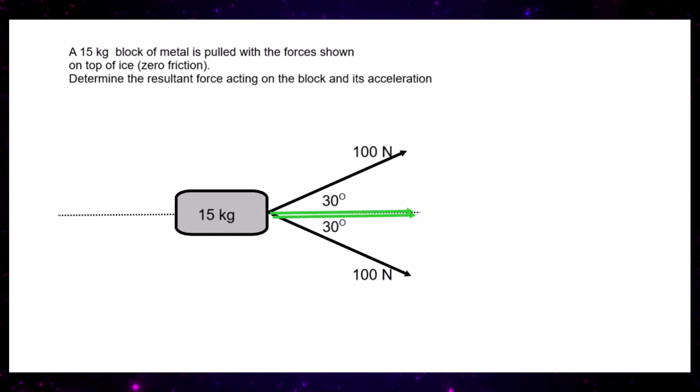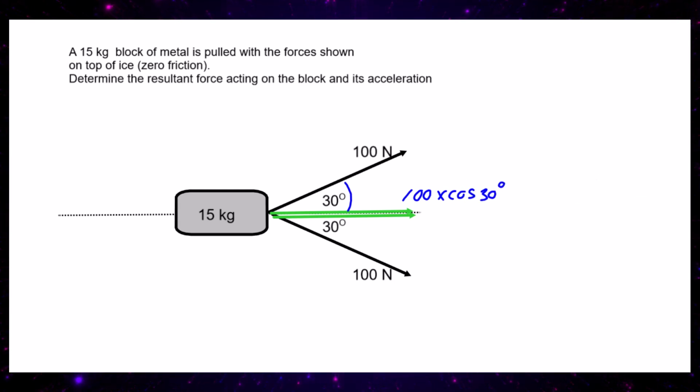So all I have to do is work out the horizontal component of one of the forces and just double it to get the resultant force. So we know in this case we have got the following situation. We have got 100 newtons at an angle of 30 degrees. So therefore the horizontal force acting on it will be 100 times cos of 30 degrees.